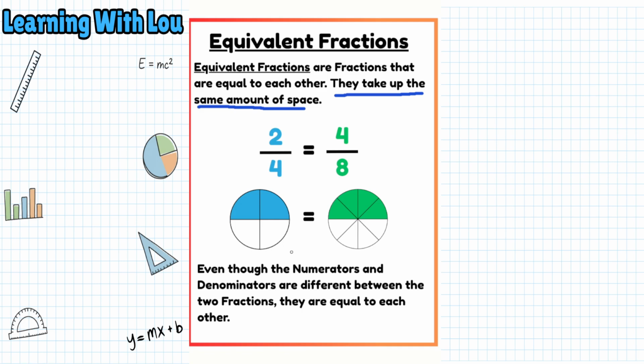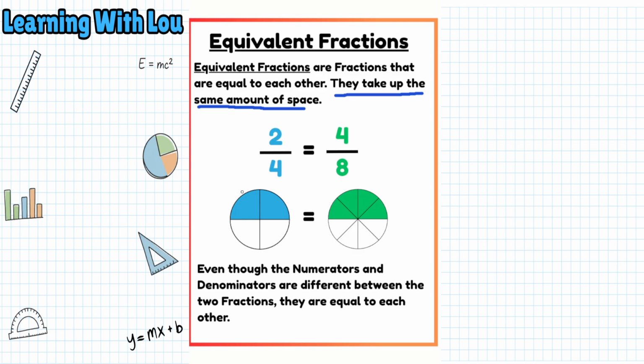And if you take a look down here, you see this circle with the fourths here, and it has two of them shaded in blue. And then you see the circle next to it that's cut into eighths, and it has four of them shaded in green. These two shapes have the same amount of space shaded in, even though it's different amounts. The 2/4, if we were to lay this circle on top of the other one, it would take up the same exact amount of space as the 4/8.